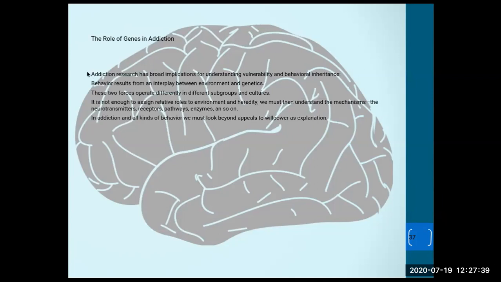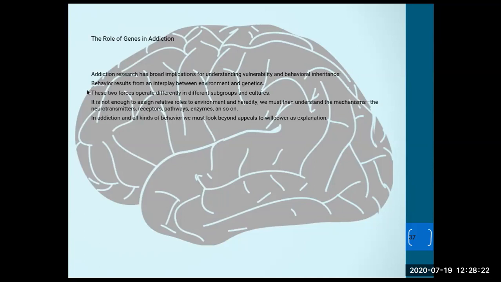So we know, basically, in summary, addiction research has very many broad implications for understanding the vulnerability to alcohol and drugs, or even other addictions, and the behavioral inheritance. We know that the behavior results from an interplay between environment and genetics. That was, again, your first discussion on nature versus nurture, and just how much do genetics and biology play a role versus the environment. And just like that debate, does it really matter what the percentages are? Not really, because we know that it involves both environment and genetics.